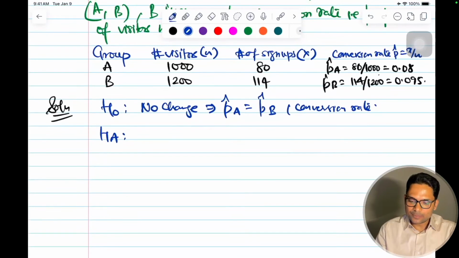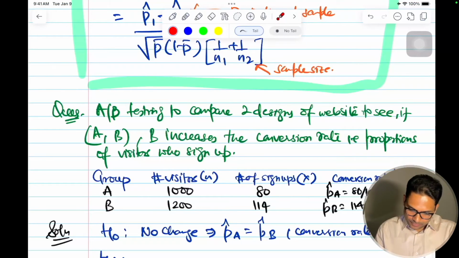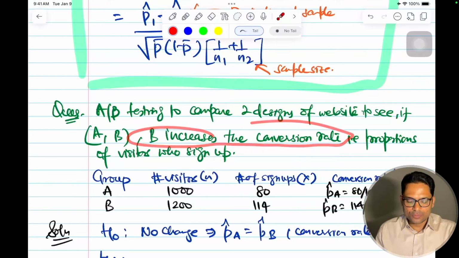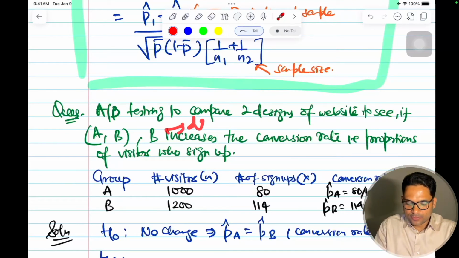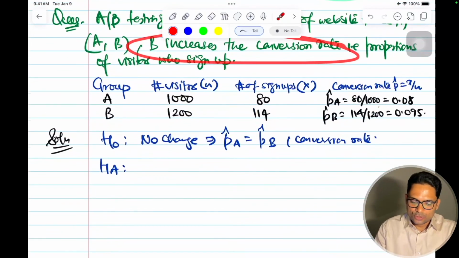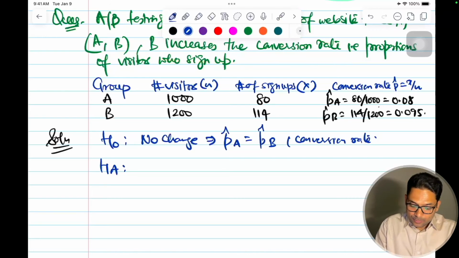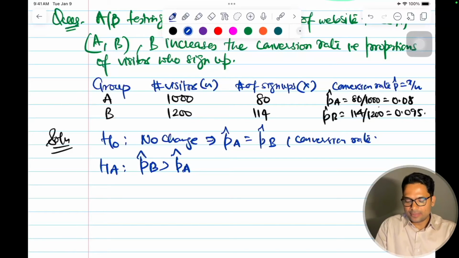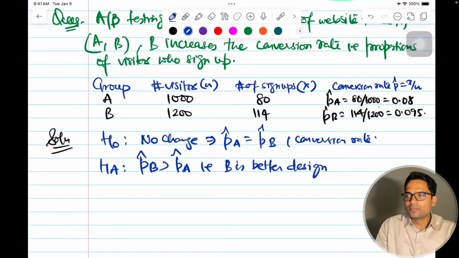So here I say that B increases the conversion rate. So my B design is better. Okay, that's what I want to say. There are two designs, and design B increases the conversion rate. So I say that proportion B is greater than proportion A. That is B is better design in terms of conversion rate. Okay, B is better design.